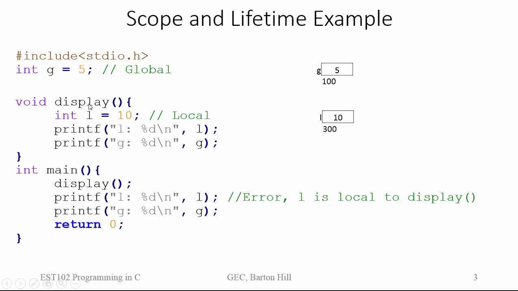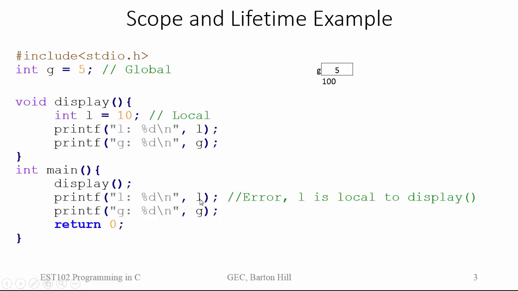Now the execution has reached here, so L and g are printed. After that, control goes from here to here, so this memory will be deallocated. The scope and lifetime of local variable L ends after execution of the display function. So it is destroyed. Then control comes here, and we are trying to print L, but L does not exist, so an error will be displayed.